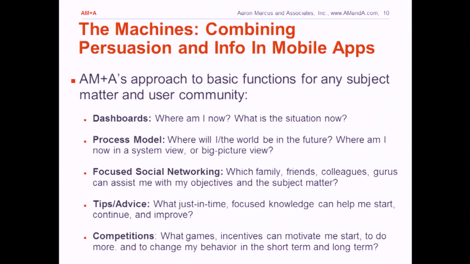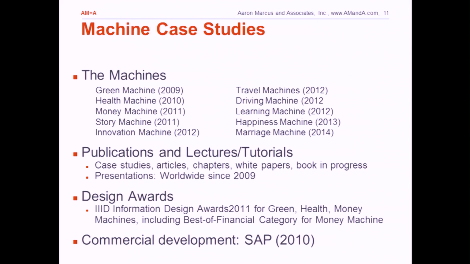Focused tips and advice, not everything I can find on Google, but something specifically targeted to what I'm doing. And incentives, games, competitions, anything that keeps me motivated to keep on my journey. And what journeys are we talking about? We've developed concept prototypes for 11 machines. We started in 2009 with the green machine, which I'm going to show you briefly.